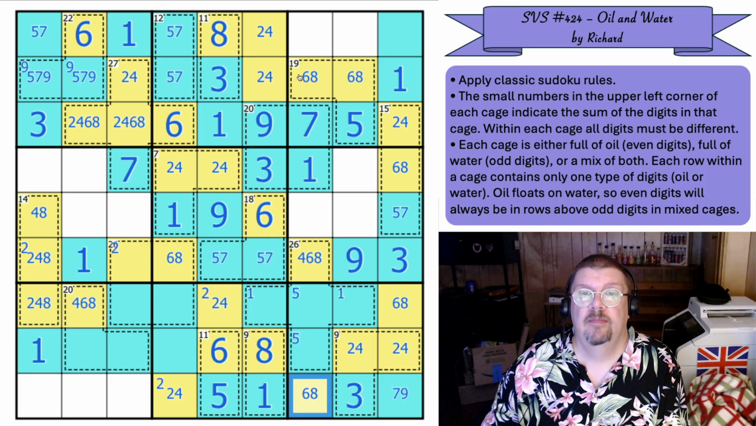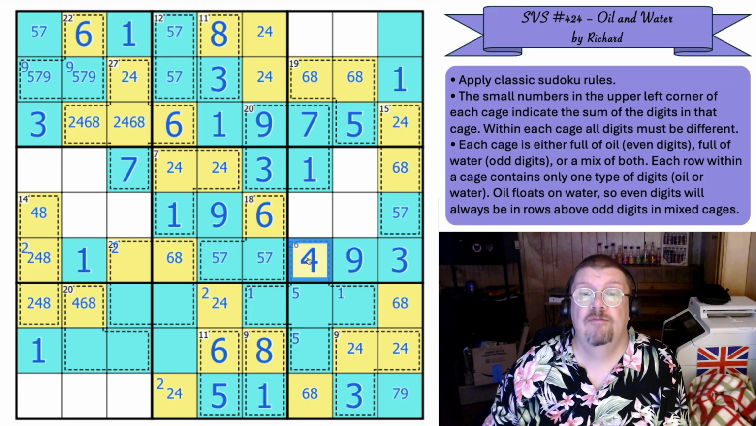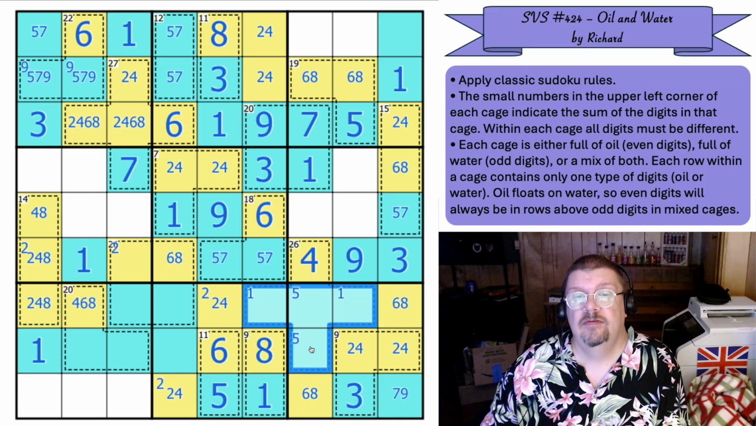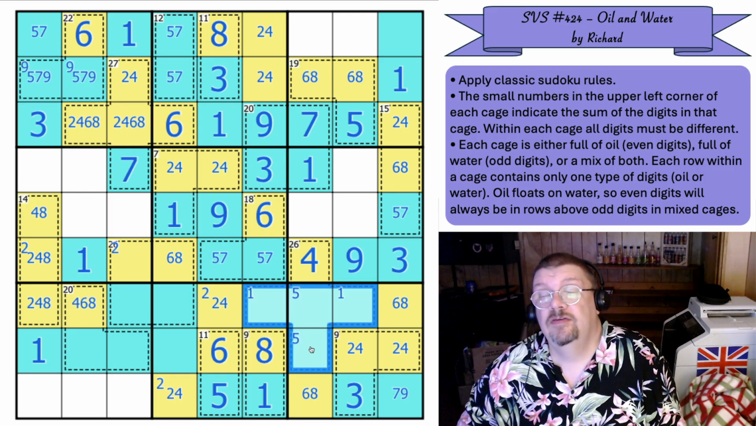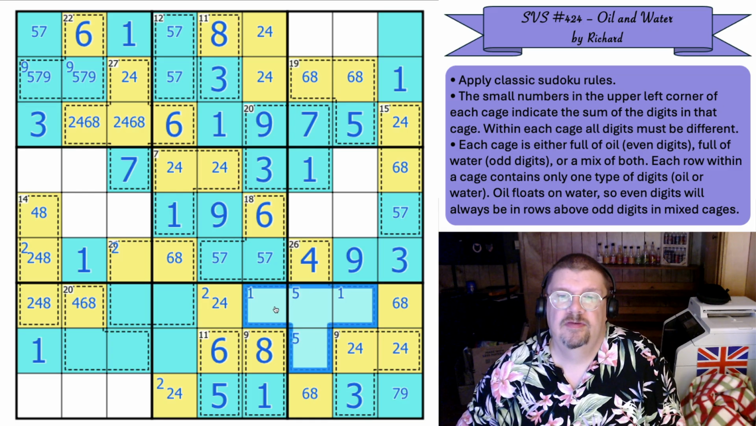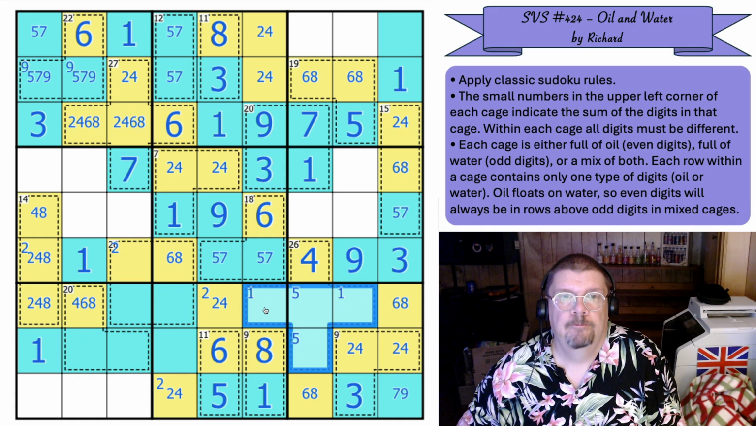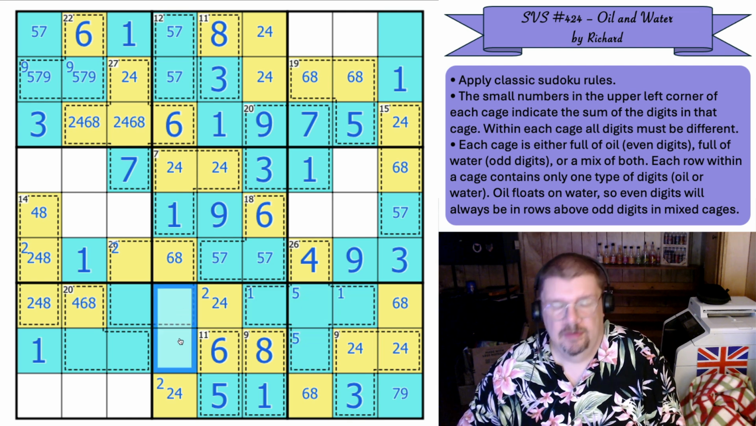This gives us a 6, 8 pair in this column, making this 4. So these 4 digits add up to 22, which is 25 minus 3. So the missing digit from this cage is a 3. So that's not a 3. One of these two is a 3.